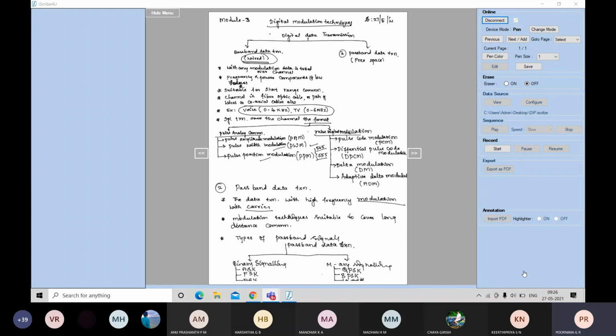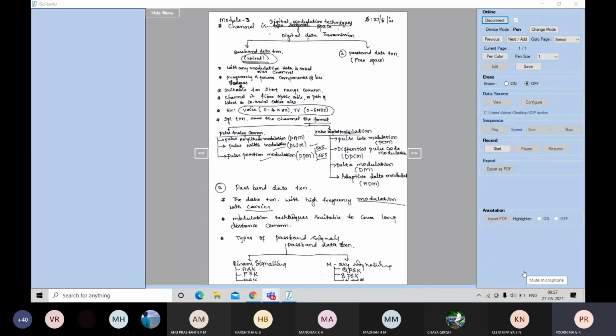And this is the second. Data transmission will be with a modulated signal of high carrier. Modulation techniques, whatever we'll be using, will support long distance, and there can be M-ary signaling, or you may go for binary signaling for the modulation techniques. The next difference between the passband and the baseband is that the channel is free space. Channel is free space here in the passband signals.